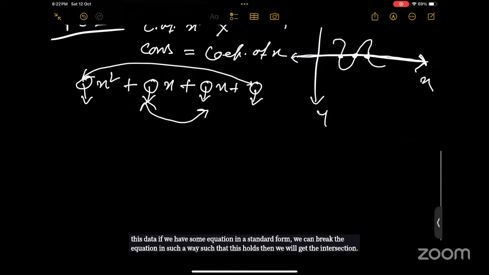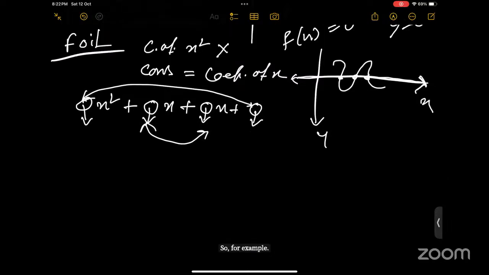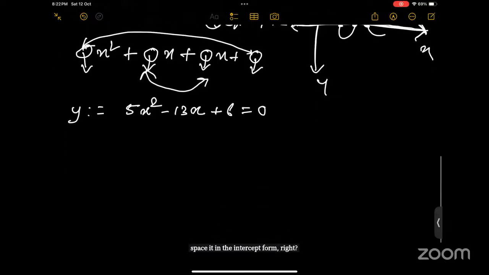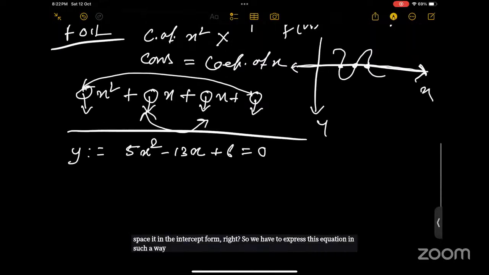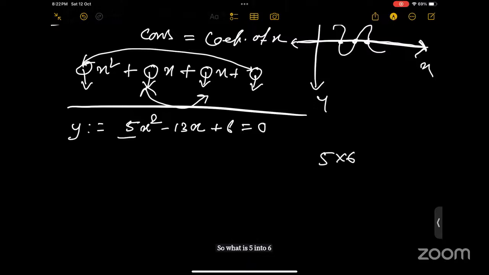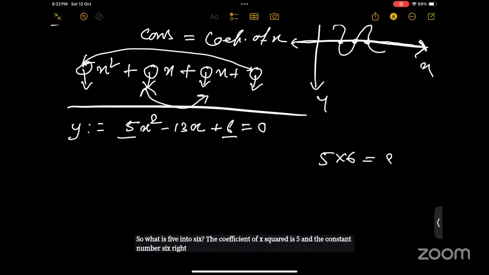Okay. So for example, we can compute that if we have some y equals to suppose 5x squared minus 13x plus 6 equals to 0. So suppose this is our standard form. Suppose we want to express it in the intercept form, right? So we have to express this equation in such a way such that this holds, right? So what is 5 into 6? The coefficient of x square is 5 and the constant term is 6, right? So the multiplication is 30.